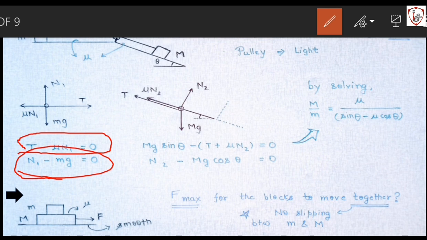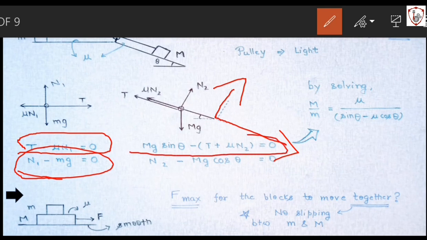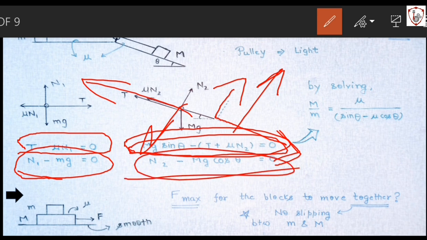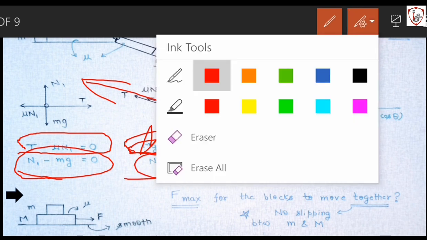Here we will choose the x and y axes based on our convenience. Let us choose like this, x and y. In the x-axis direction, write down the equation. Mg sine theta works in the positive x direction, and T and mu n2 both work in the minus x direction. So this will become your equation: Mg sine theta minus T minus mu n2 is equal to 0. No acceleration, 0. In the y direction, n2 is in the positive y direction and Mg cos theta in the negative y direction. So n2 minus Mg cos theta is equal to 0. So you have all these four equations, correct?